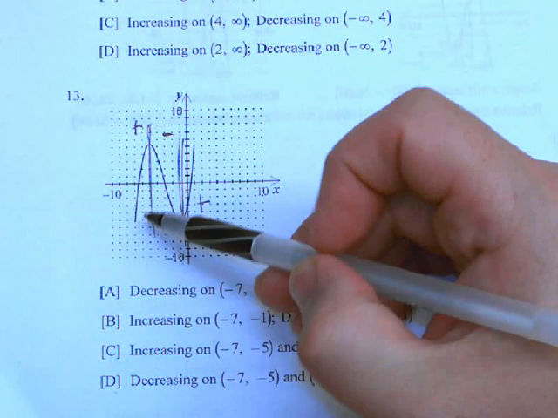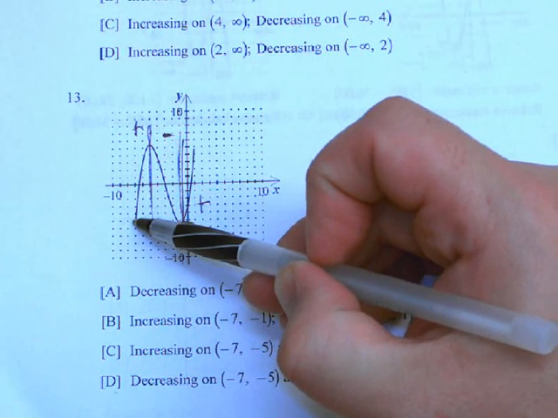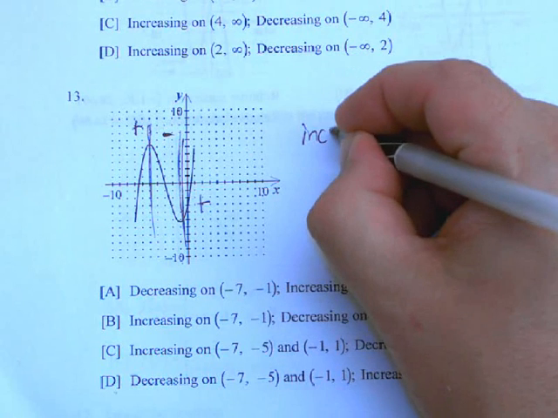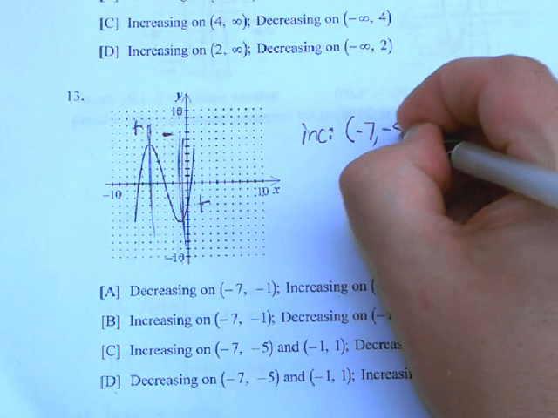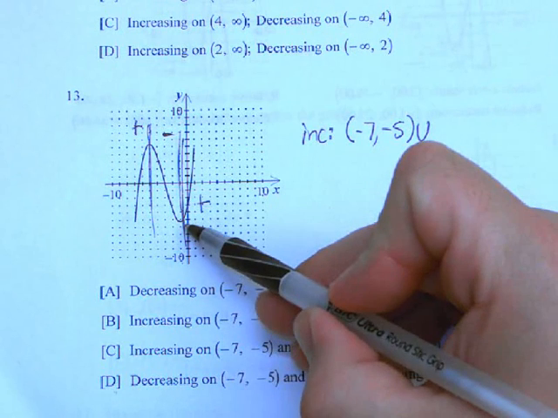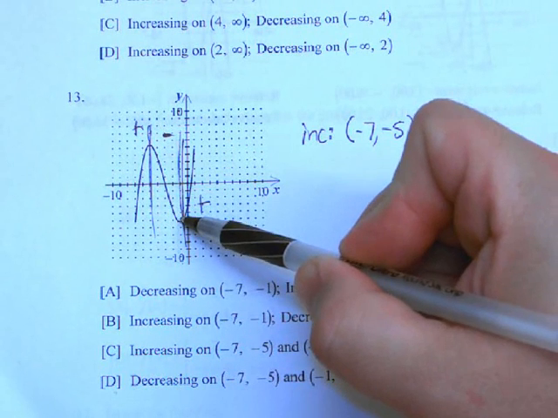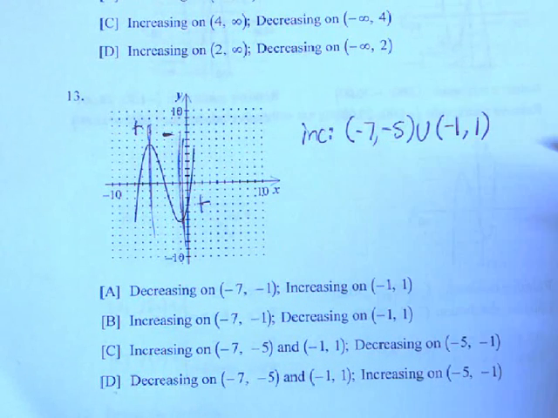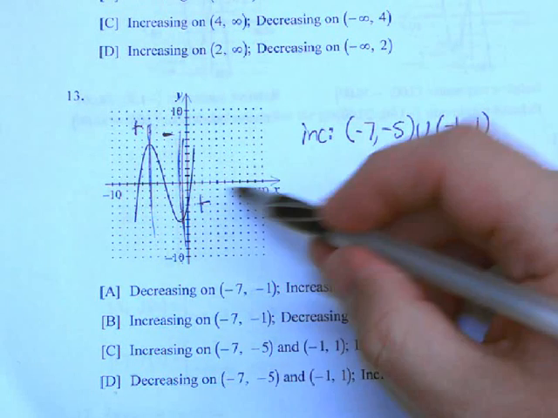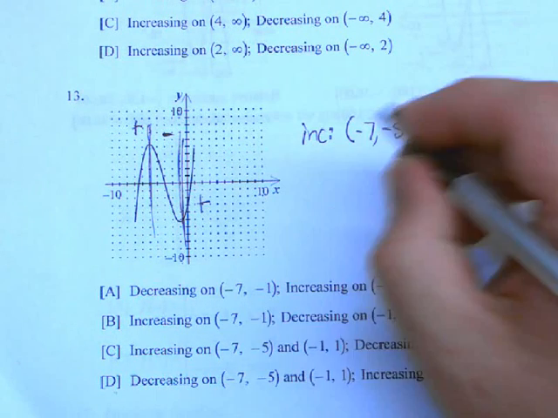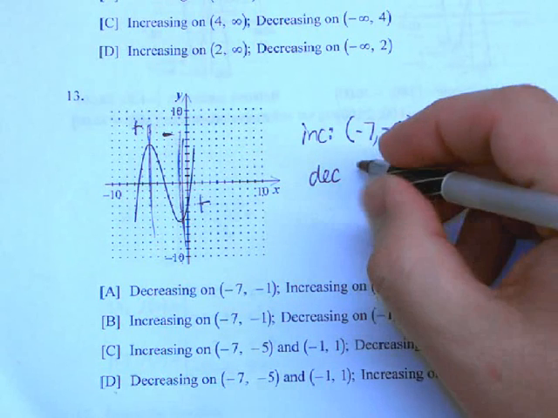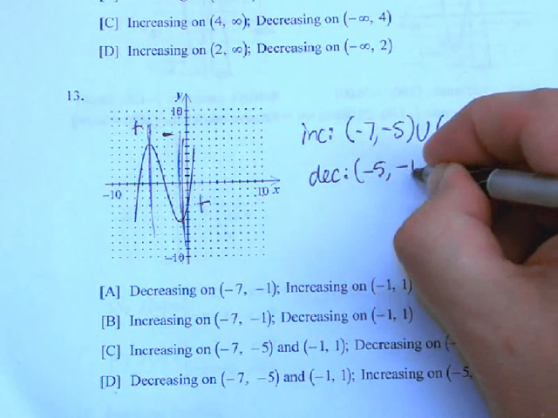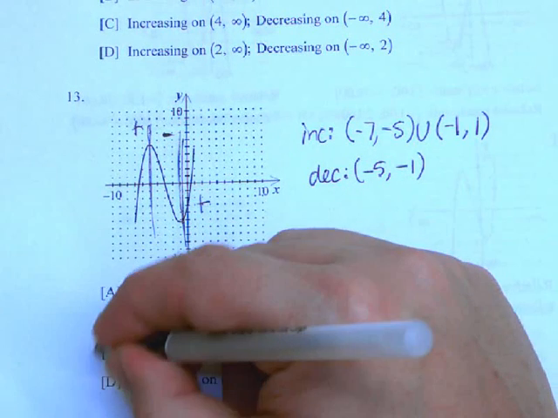So it looks like it's increasing from negative 7 to negative 5. Also, it's increasing from negative 1 to positive 1. And the graph is decreasing from negative 5 to negative 1. So the answer is C.